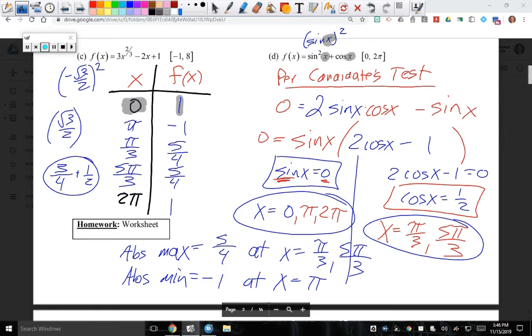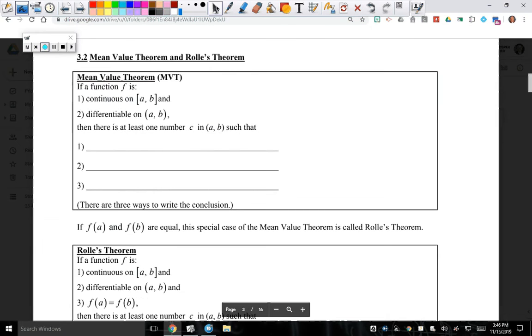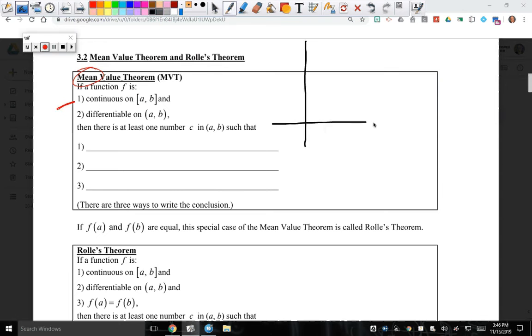I like that. Cool. Alright, so now, new concept. We're going to look quickly at the mean value theorem. Mean value theorem is saying a function is continuous on a to b. So if I have a to b, and I drew a continuous function, whatever it is, and I have endpoints, I just drew the graph.